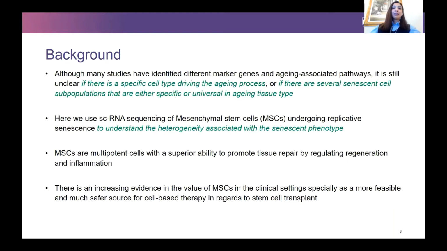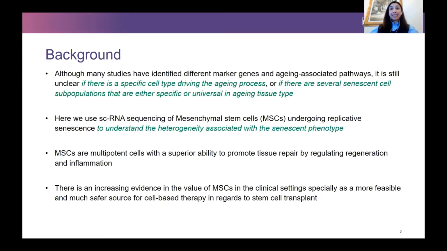Although many studies have identified different markers associated with aging and aging pathways, it's still unclear if there is a specific cell type driving the aging process, or if there are several senescent cell subpopulations that are either specific or universal to aging tissue. So here we use single-cell RNA sequencing of mesenchymal stem cells that are undergoing replicative senescence to understand the heterogeneity associated with the senescent phenotype.